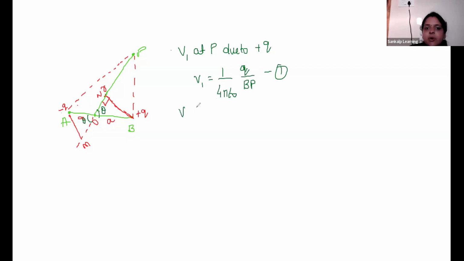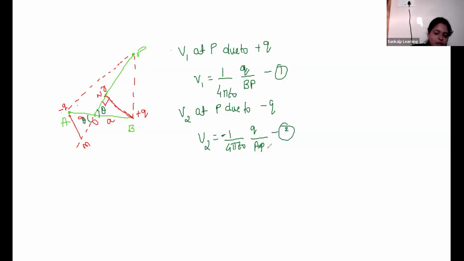Similarly, V2 is the potential at P due to the minus Q charge. Therefore here we are writing V2 is equal to 1/4 pi epsilon naught Q divided by AP. But as I told you in the previous derivation, when there is a minus sign we have to take the minus. Since it is minus Q, I write it outside. So V2 is equal to minus 1/4 pi epsilon naught Q divided by AP. So equation 1, equation 2.